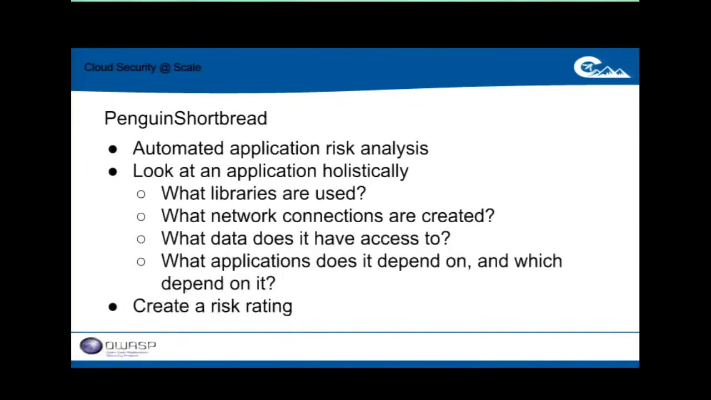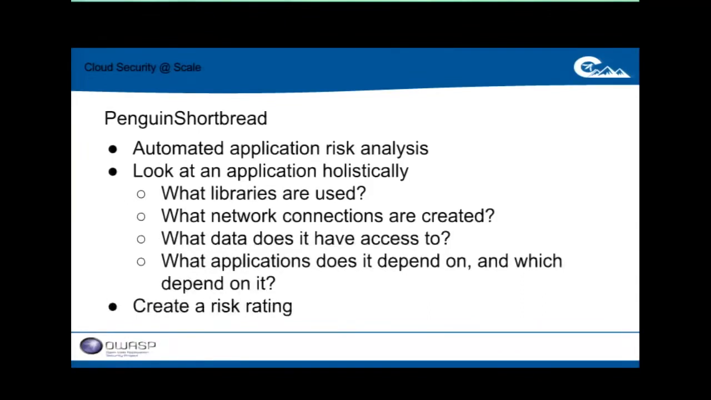So Penguin Shortbread takes a look at a lot of different areas of information, things like what libraries is an application using? Does it use encryption libraries? Does it use payment libraries, something like that? What network connections is it creating? What is it connecting to? Is it connecting to the credit card? Is it in the payment flow? Is it connecting to user databases? Is it doing lots of different things?